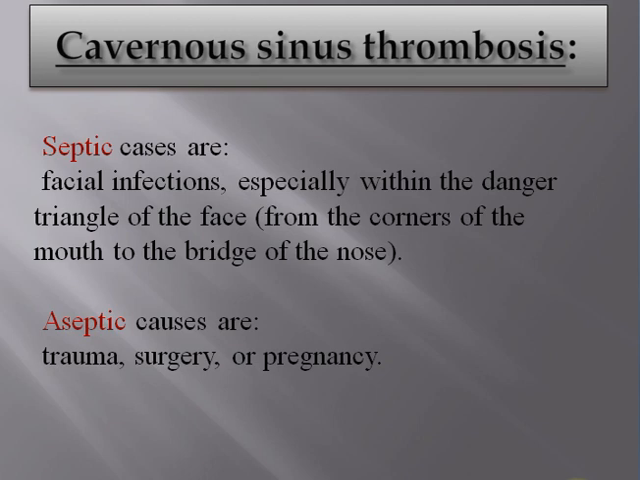Acquired disorders such as antiphospholipid antibody syndrome, hyperhomocysteinemia, heparin-induced thrombocytopenia, and obesity could also contribute to cavernous sinus thrombosis risk. Other risk factors for thrombosis include severe dehydration, such as in hyperosmolar non-ketotic state, nephrotic syndrome, and sickle cell disease.